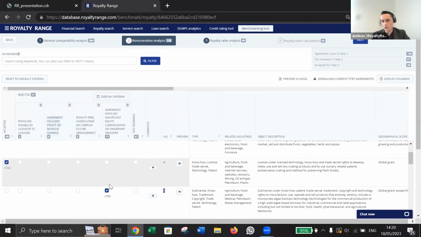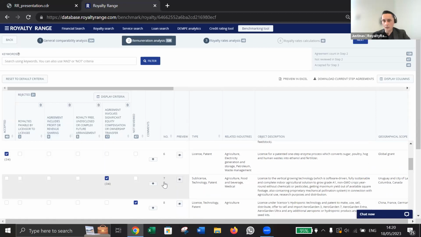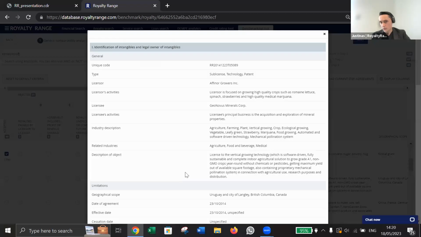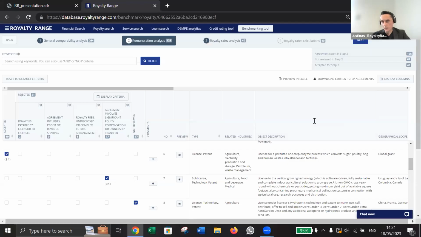Where is our suggestion here, saying that it should be rejected because of this ownership transfer, or agreement number 7, or any other. So if we take a look at the payment terms, we will see that yes, we do have a royalty percentage, 3% based on net sale. However, in addition, licensee is paying to licensor 12 million shares of common stock. So based on our standards, we would reject this agreement, and we suggest to do the same basically.